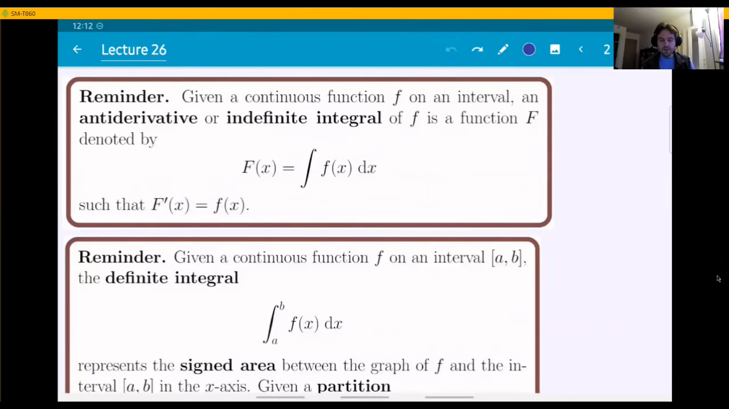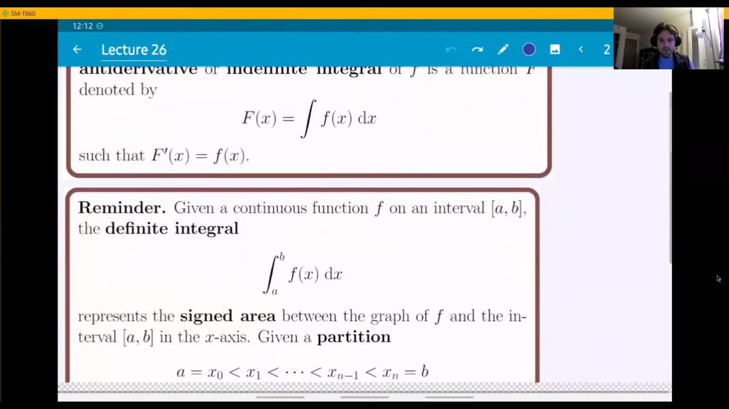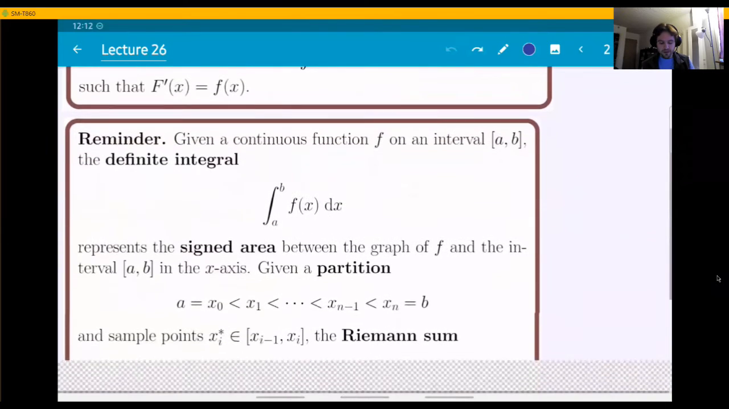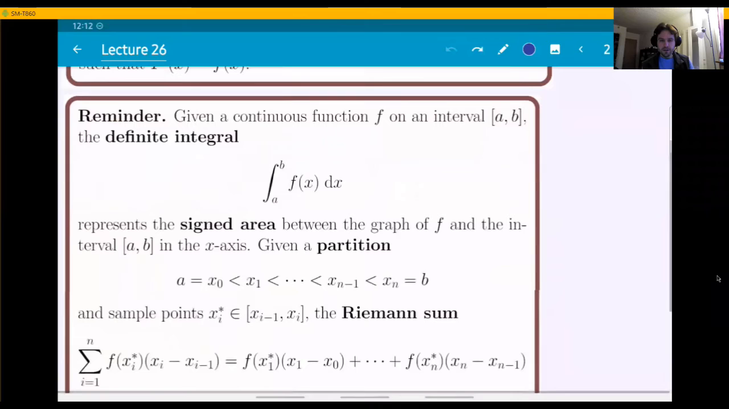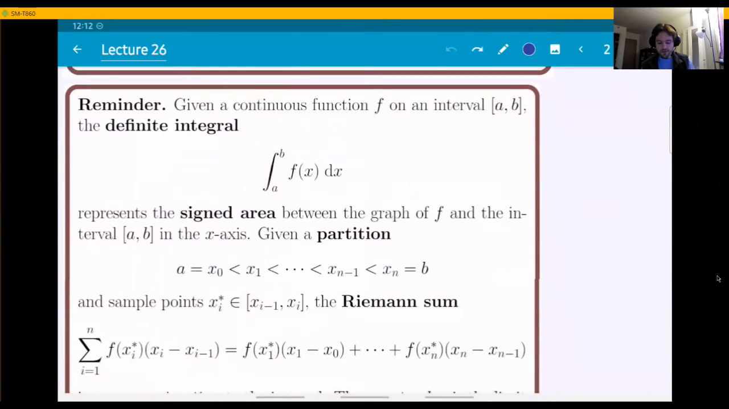Then we talked about something that in principle doesn't look like it's related to this in any way. It's the idea of the area below the graph, and that's the definite integral. So given a continuous function, little f, on a certain interval from a to b, the definite integral represents the signed area. We say signed because it's supposed to be negative if it's below the x-axis, positive if above. So the signed area between the graph of f and the interval ab.